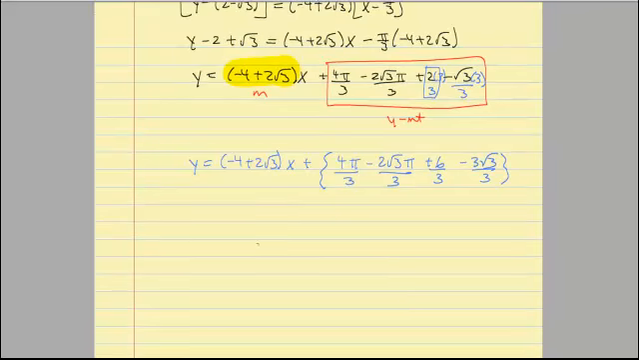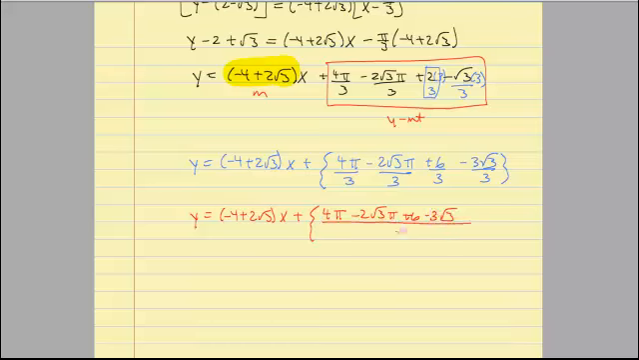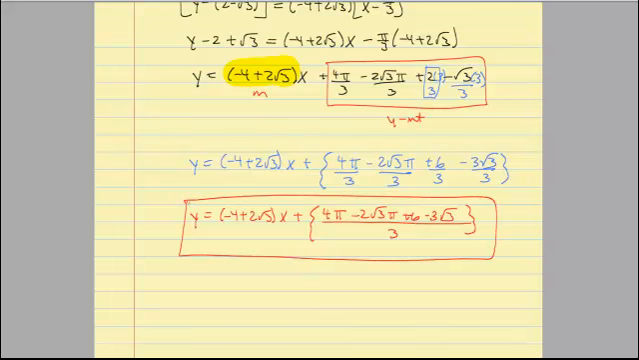And then rewriting this with my answer, I have negative 4 plus 2 root 3 times x plus, is there anything we can combine? The pi's could combine, but they're not integer values. The root 3 could combine, but the pi will throw it off, so I think we just need to write it out. 4 pi minus 2 root 3 pi plus 6 minus 3 root 3, all over 3. And this is my y-intercept. So this is my equation of the tangent line to the graph of cosine theta over 1 plus sine theta at the point pi over 3.